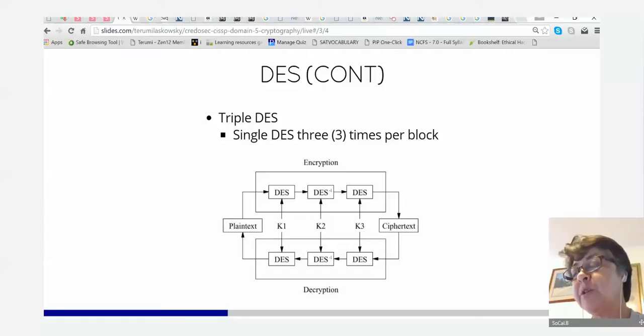So this picture shows you the encryption on the top and the decryption on the bottom. Okay. So you have the plain text. Let's look at the encryption part. You have the plain text. You do the DES thing that you just saw. 16 rounds, 56 blocks, all that.